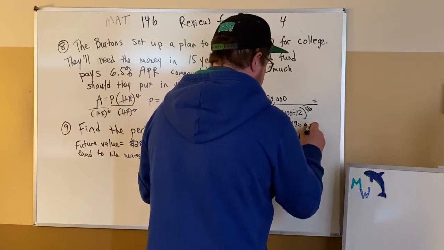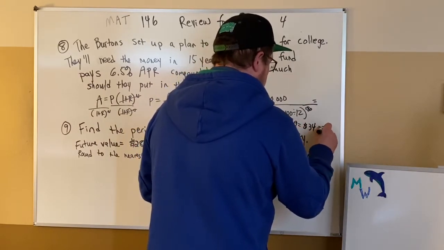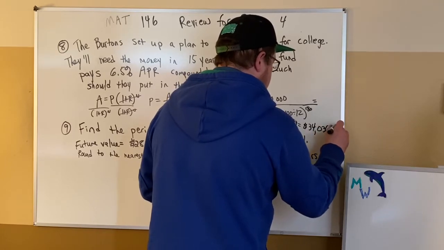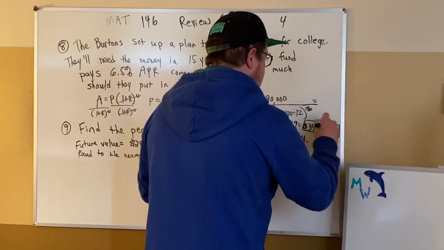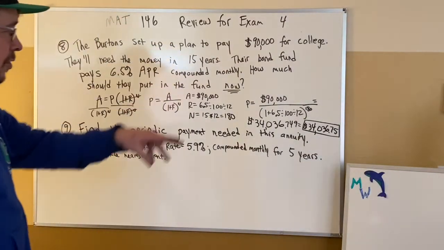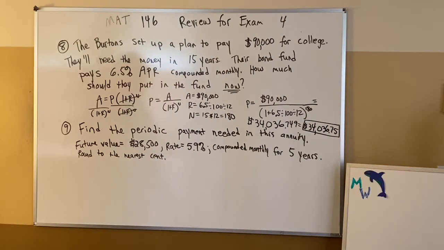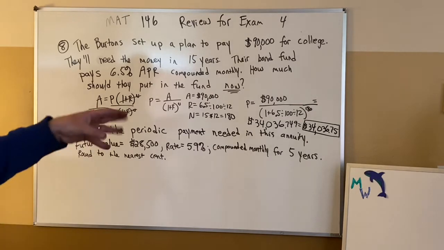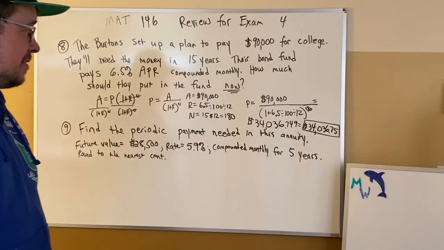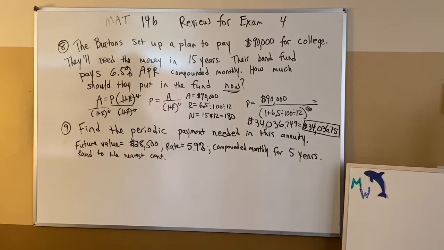So I need to put in $34,036.75. And what happened on that problem is you knew that they were saving for down the road. They're putting money in once because it's not an annuity with multiple payments. And what happens is they put in $34,036.75 now. They let it sit in that account, and they go back at the end of this 15 years, and they pick up the $90,000. That is compound interest. That's looking for how much did they put in. And they put in less than the $90,000 they went to pick up.